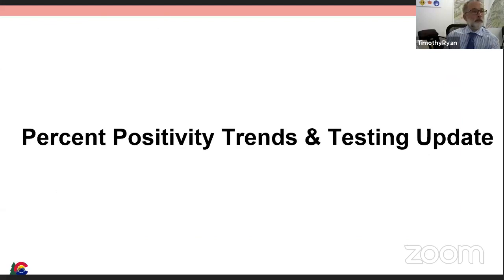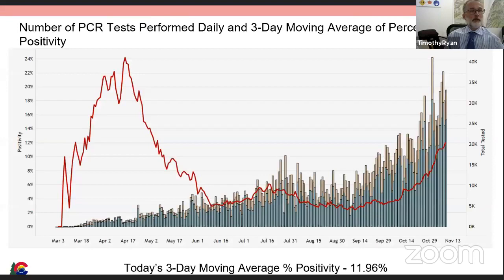And the percent positive trends in testing update as it relates to those numbers. Here on this graph is the 3-day moving average of percent positivity. And what that means is how many of the tests we run in a day are positive. Colorado has been hovering over the last several months around 3 to 4%, sometimes a little bit around 5%. As you see, we're now at 12%. So we've more than doubled the test positivity rate in just the last 3 to 4 weeks.